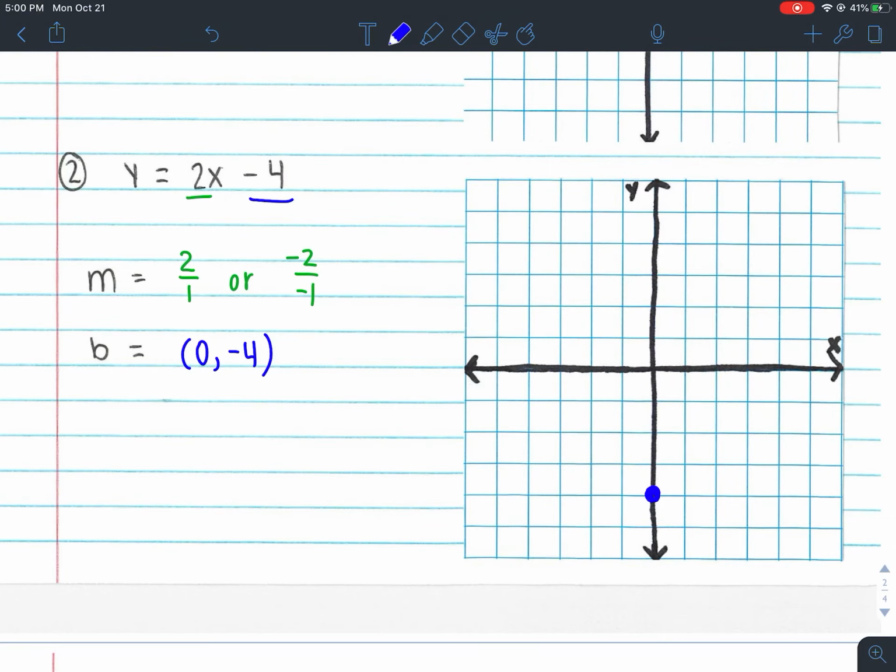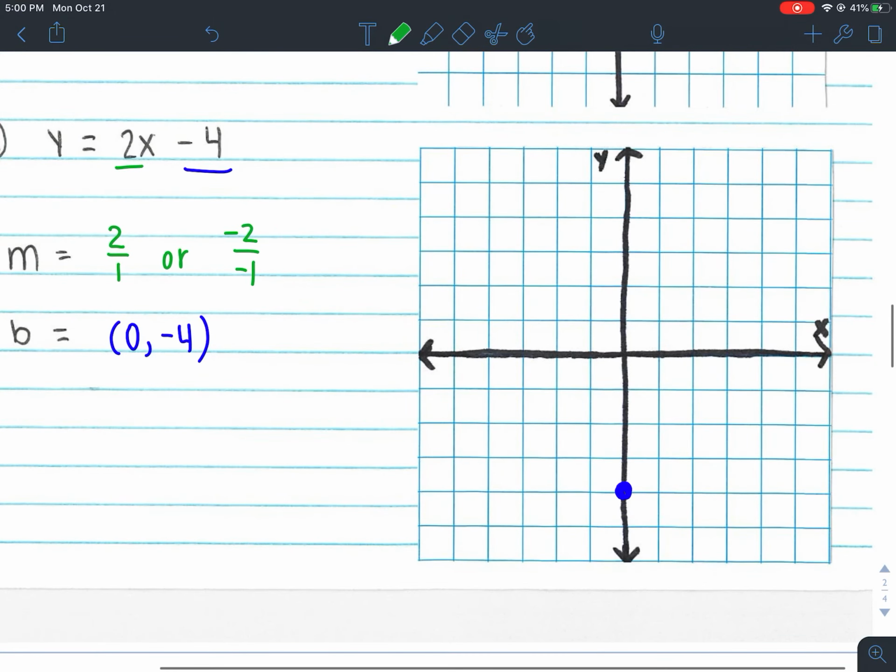So we're going to plot our y-intercept first at 0, negative 4. Remember, the y-intercept is on the y-axis. And then we're going to use our slope. I'm going to use this one first. Remember, rise over run. So you rise up 2, because it's positive 2, and then you run positive 1, which is to the right. So plus 1, and then you plot a point.